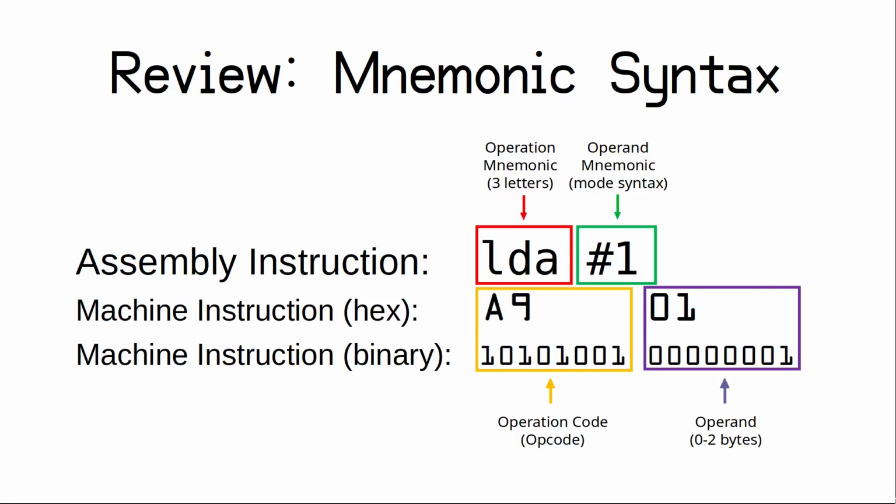In the last episode, we talked about how instructions are formatted. In assembly language, you have the 3-letter instruction mnemonic followed by the operand. The syntax of that operand depends on the addressing mode you are using. Each instruction mnemonic translates to a set of opcodes, with the assembler choosing the one that matches the addressing mode of the operand after it. If the instruction doesn't support the addressing mode of the operand, the assembler will report an error.